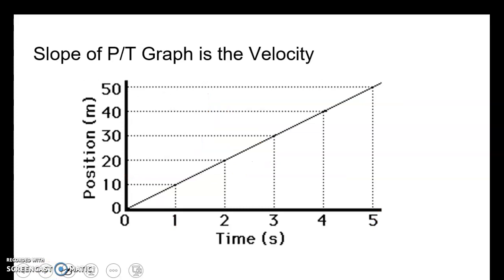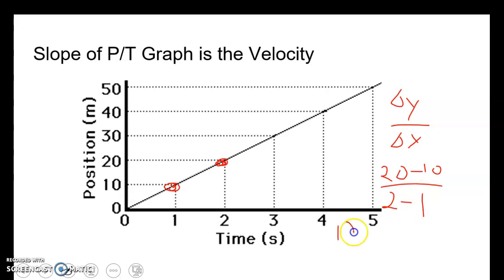Now, to define slope, we just pick two points. We'll pick this point and this point. Change in y over change in x. Our y goes from 20 to 10, and our x goes from 2 to 1. So our slope is going to be 10 over 1, which means our velocity is 10 meters per second, because we're taking meters and dividing by seconds.